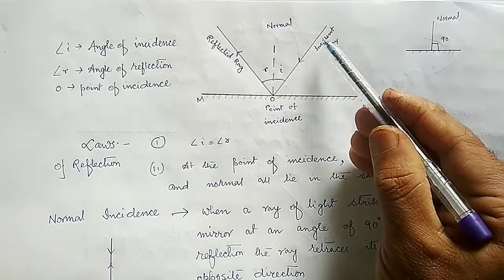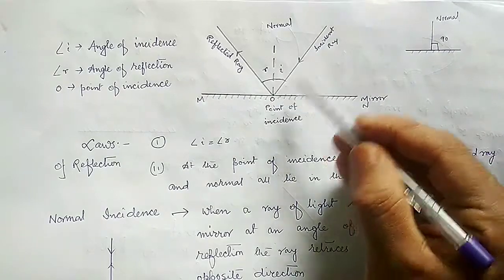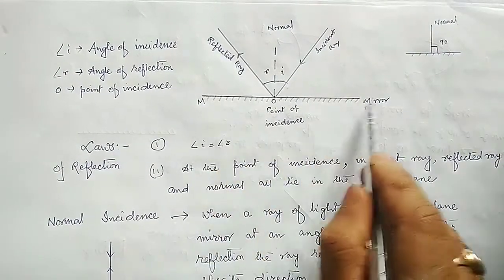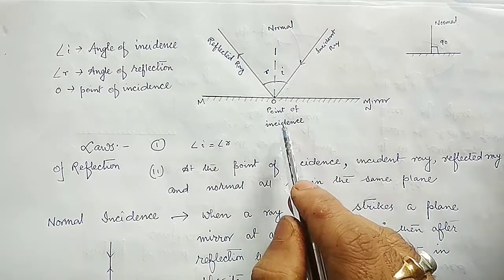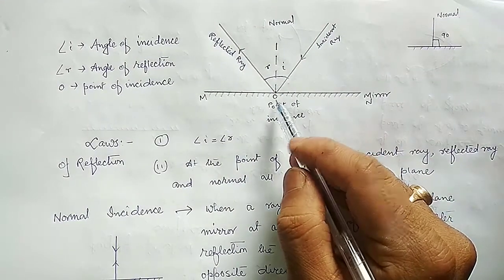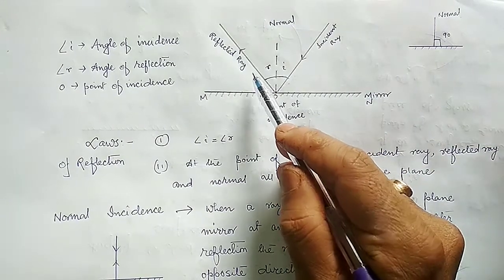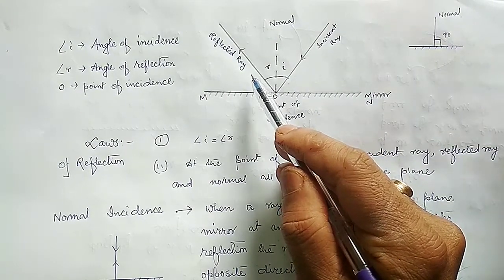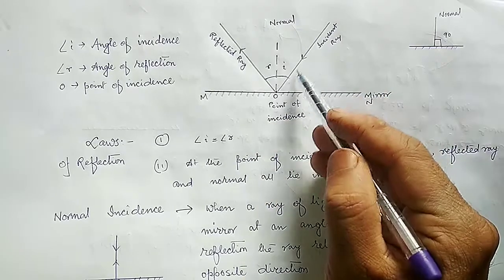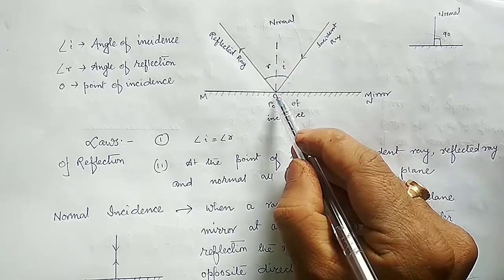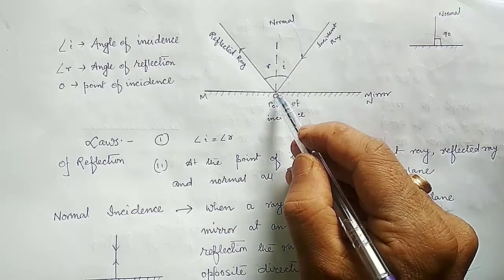Clear? The ray which strikes the mirror is called the incident ray, and the point where the ray strikes the mirror is called the point of incidence. This incident ray, after striking the mirror at O, bounces back. The ray which bounces off the mirror surface after reflection is called the reflected ray. So this is the incident ray, this is the reflected ray, and this is the mirror.